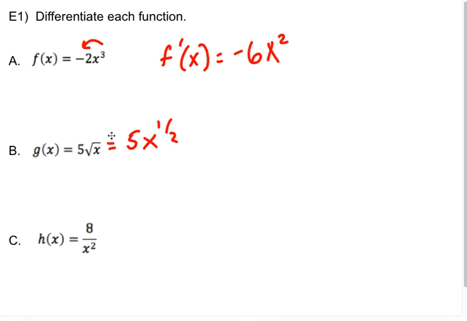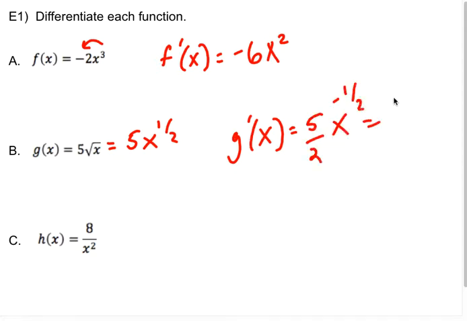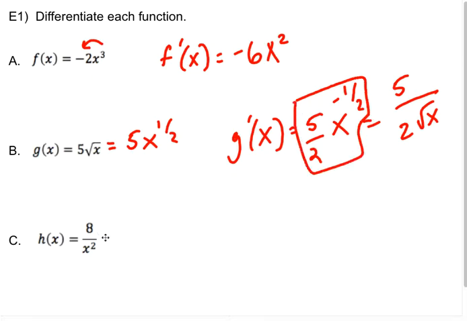I didn't do any calculus there. I've said that 5 root x is the same as 5x to the 1/2. So now my g prime of x, I'm going to drop that 1/2 down in front. 5 times 1/2 would be 5/2 x to the negative 1/2, and that answer is totally fine. If you wanted to rewrite it, you certainly could. I would suggest that this answer is fine unless you're asked to do something else with it.